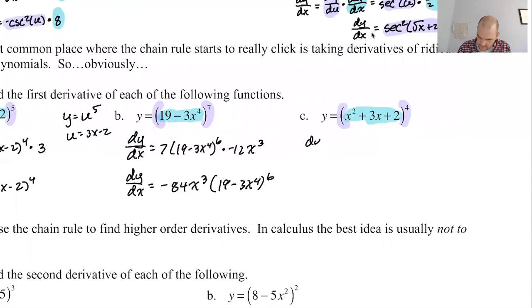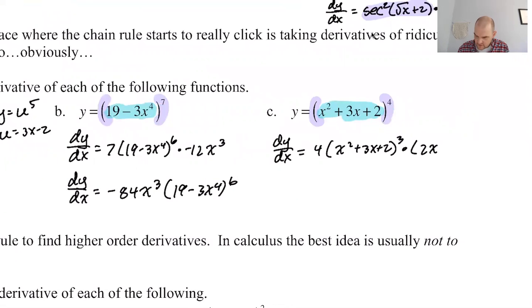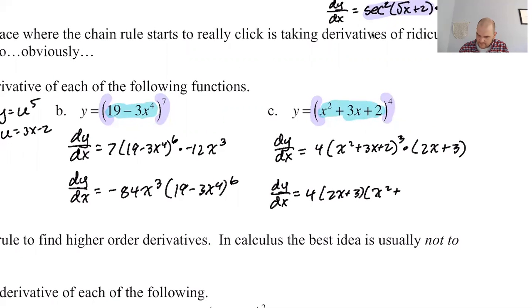So here we go. dy/dx. It's going to be 4 times this thing to the third, and then times the derivative of that thing, which, it's really important to put in parentheses so that everything gets distributed the way it should. And then I would probably rewrite this for almost no reason. Usually you just put the linear thing first. I don't know if that's necessarily a rule, but so that it looks like what other people normally do.